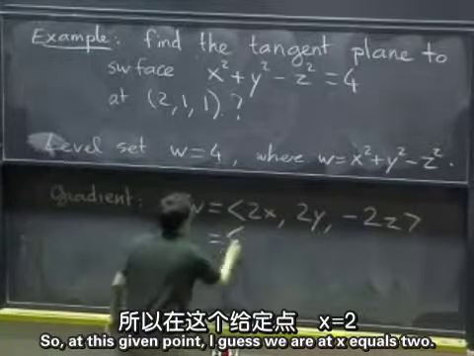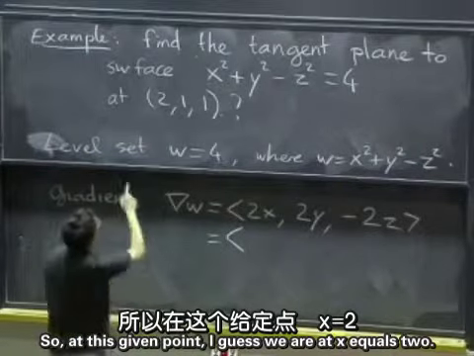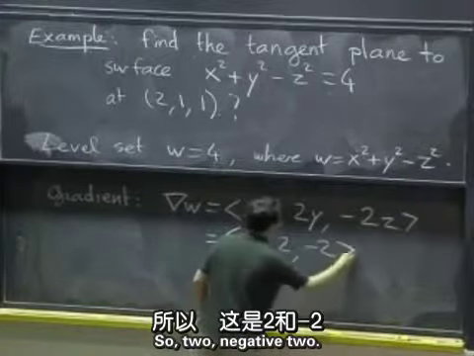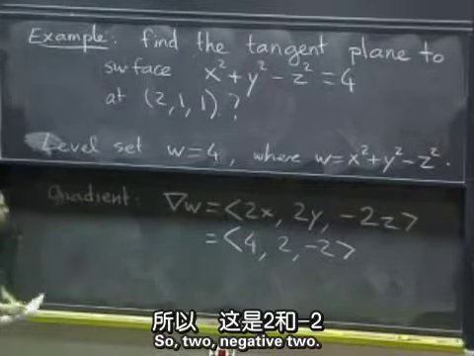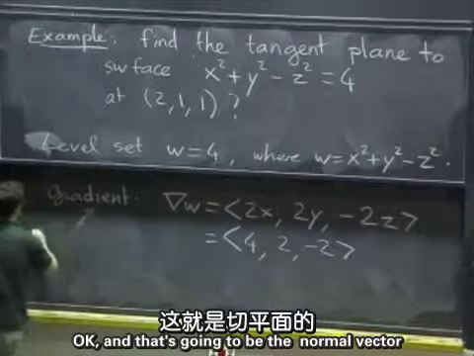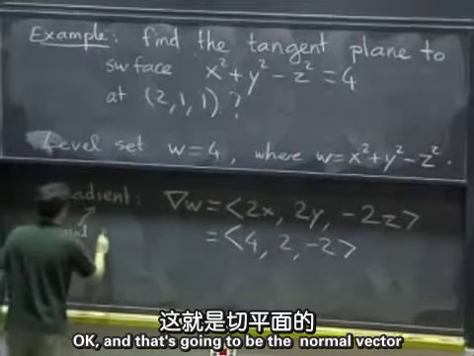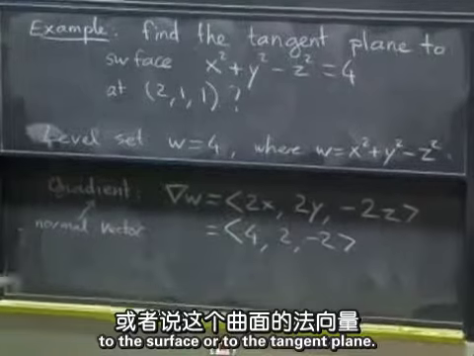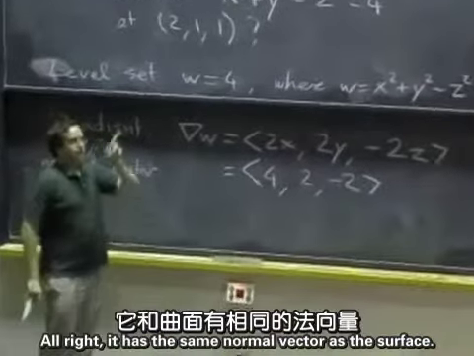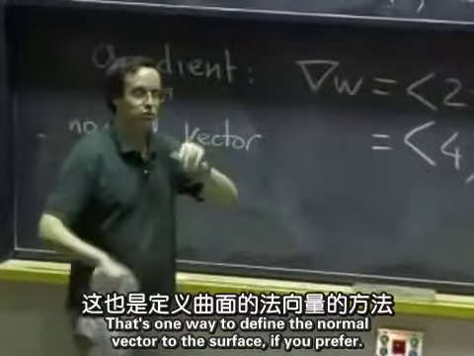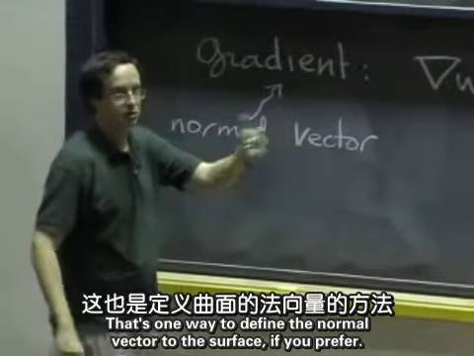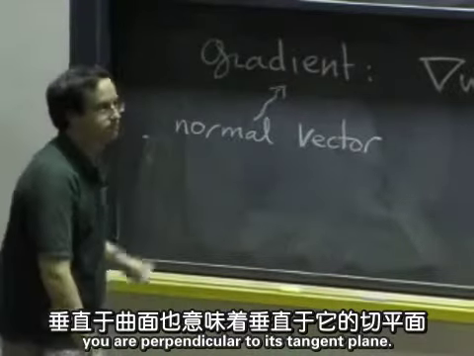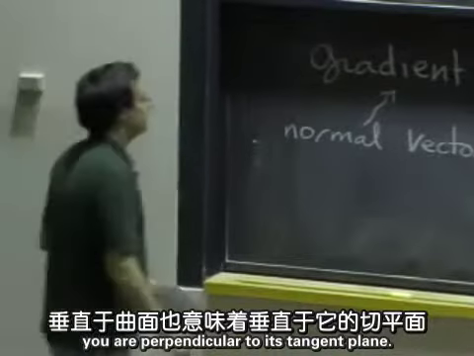So at this given point, x equals 2, so that's 4. And then y and z are 1, so 2 and negative 2. And that's going to be the normal vector to the surface or to the tangent plane. That's one way to define the tangent plane: it has the same normal vector as the surface. That's one way to define the normal vector to the surface, if you prefer. Being perpendicular to the surface means that you're perpendicular to its tangent plane.